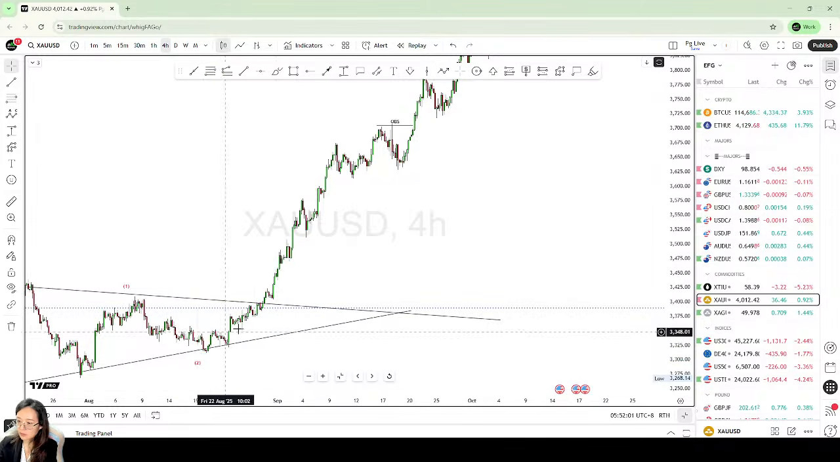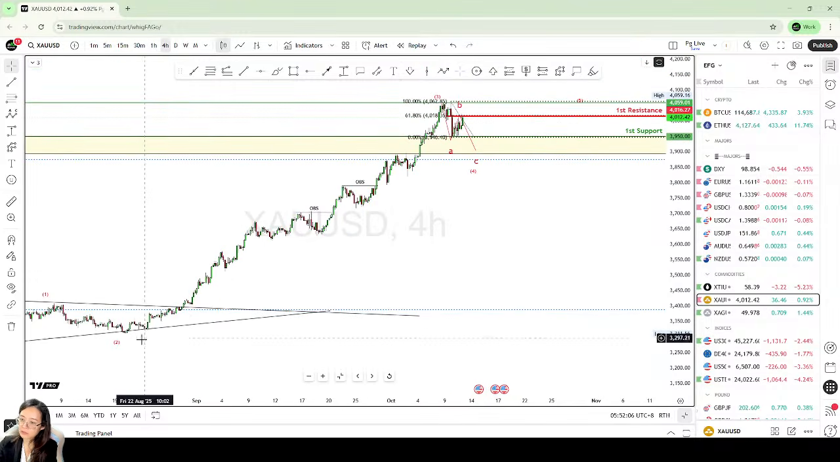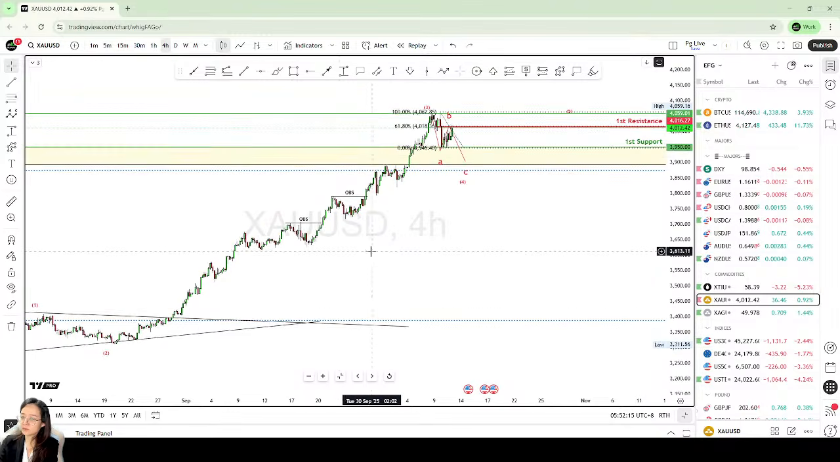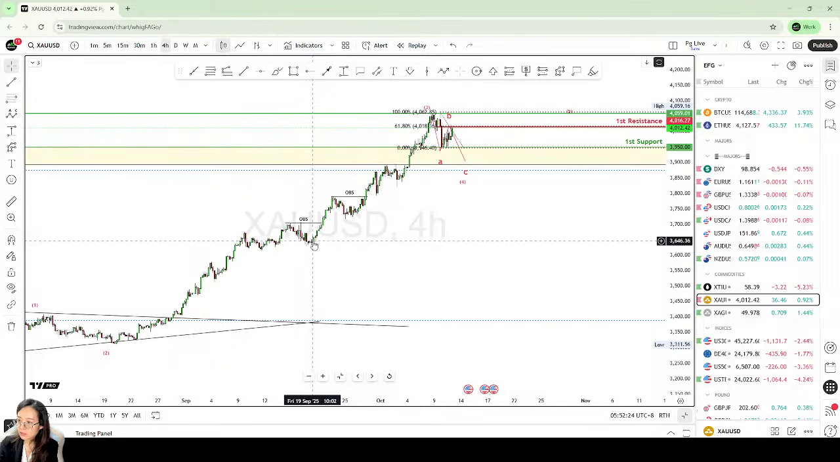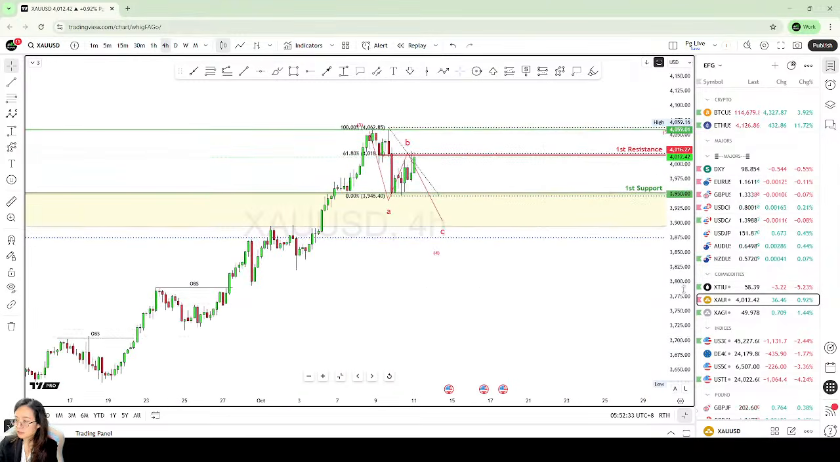61.8%, okay. 1, 2, 3. If I count 1, 2, 3, 4, but this one cannot be, that's 1, 2, 3, 4, could be 5 here, and then 5, then go 1, 2, another 3, 4, 5, okay. Maybe 1, 2, 3, 4, okay. Let's just look here.